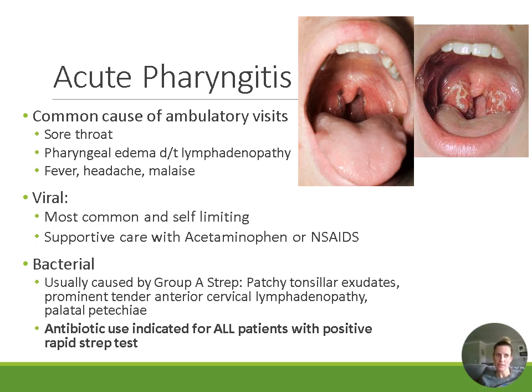Bacterial pharyngitis is another case. Bacterial pharyngitis is usually caused by group A strep. And this is problematic. Patients who have group A strep do need to be treated with antibiotics. So when a patient comes in with acute pharyngitis, you can commonly see that it's group A strep when you examine the throat. Group A strep, again, is typically associated with these patchy tonsillar exudates.